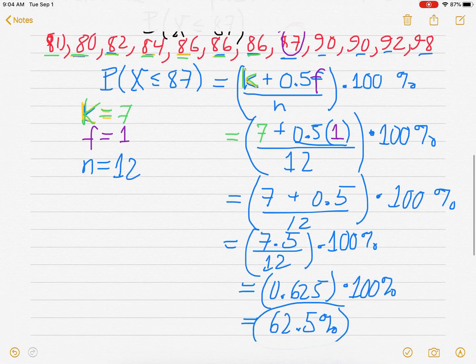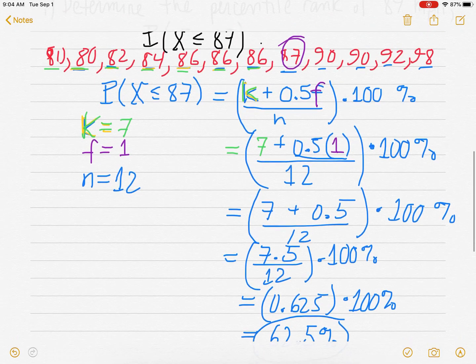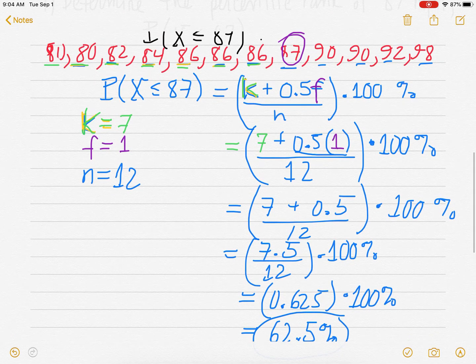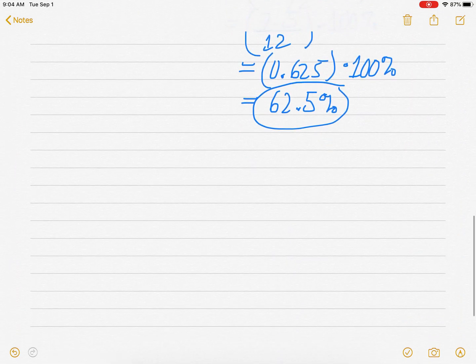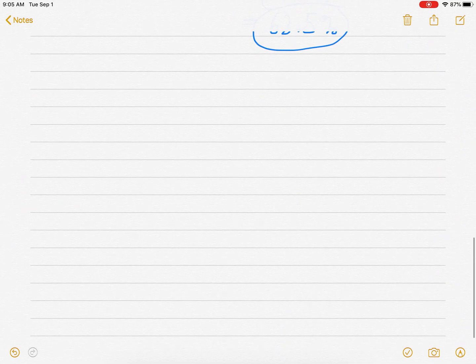So, determine the percentile rank of 87 miles per hour: 62.5%. That's saying 62.5% of the data values are smaller than 87 or at the level of 87. 62.5% of data values are less than or equal to 87 in this list. Okay, let's do another example.